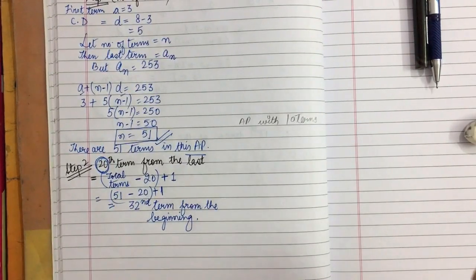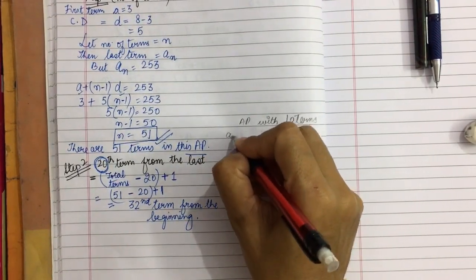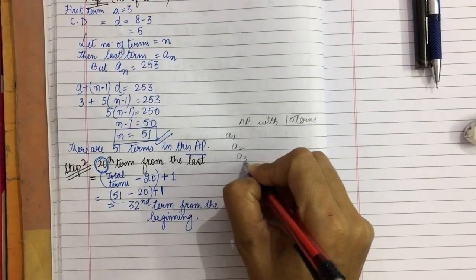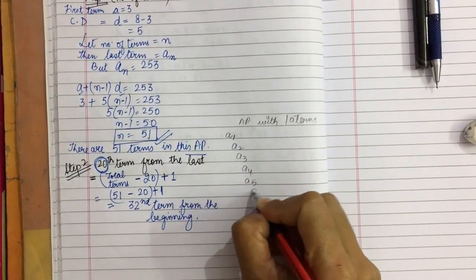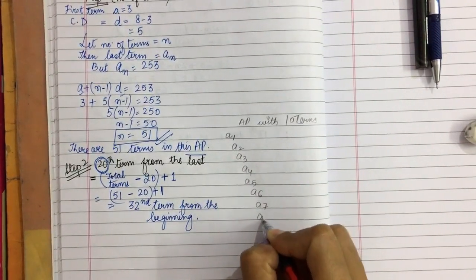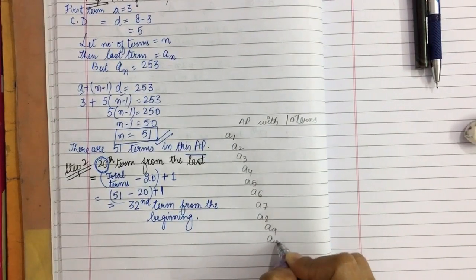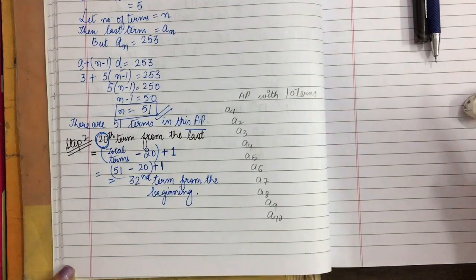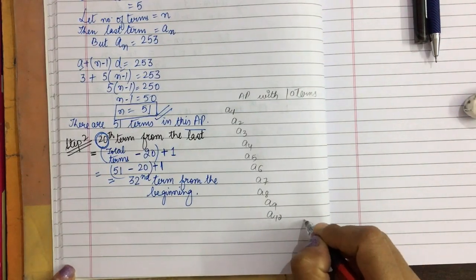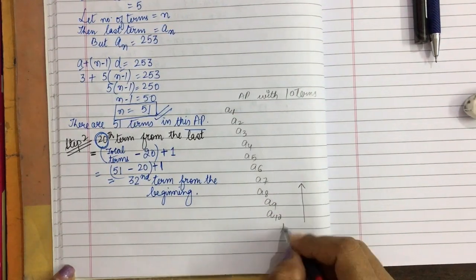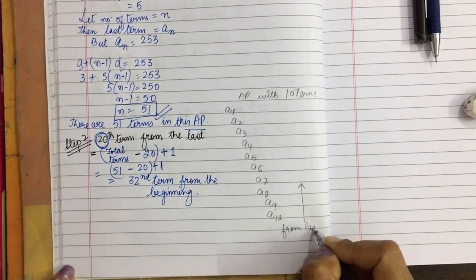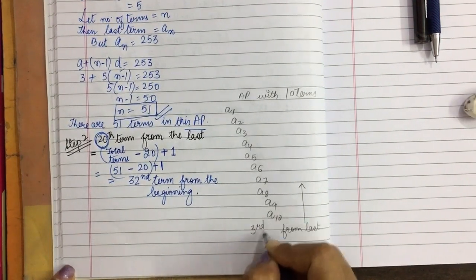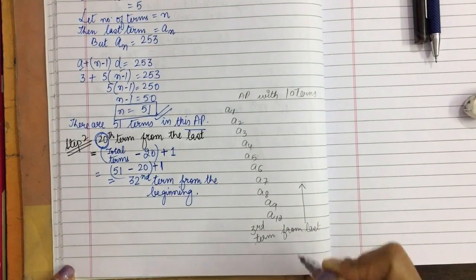So irrespective of what the values are, if I have A1, A2, A3, A4, A5, 6, 7, 8, 9 and 10, I've got an AP with 10 terms. I want to find out, if I start going backwards, the third term from the last.